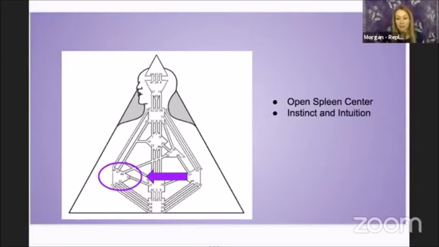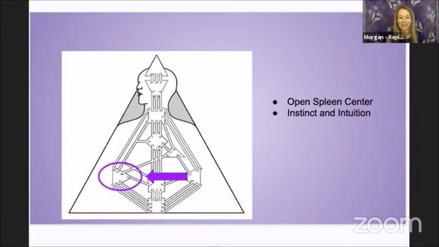So last but not least, we have the undefined spleen center. This is the center of instinct and intuition. Having an undefined spleen may give you a capacity to experience intuition in an unlimited way. You can receive intuition through all channels at all times when it's undefined. So it depends who you are around and what environment you're in as to what you will be picking up on in the things around you.